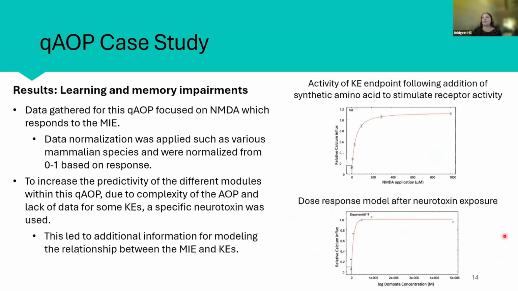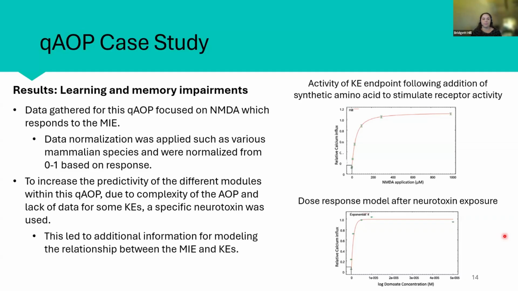Now I'm going to walk through the results for the second use case, which was impairments to learning and memory. So this QAOP was a little bit different than the fish populations in that they initially started on a specific compound, an amino acid, due to the complexity and the data gathered for this AOP. There was also some data normalization techniques that needed to happen. This involved different mammalian species, and they ended up ranking responses on a 0 to 1 scale, for example.